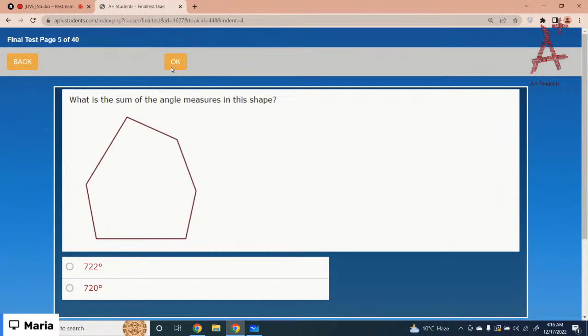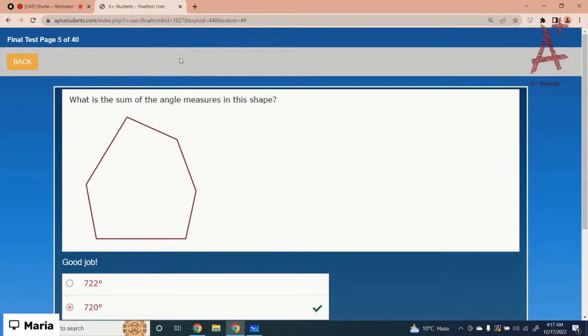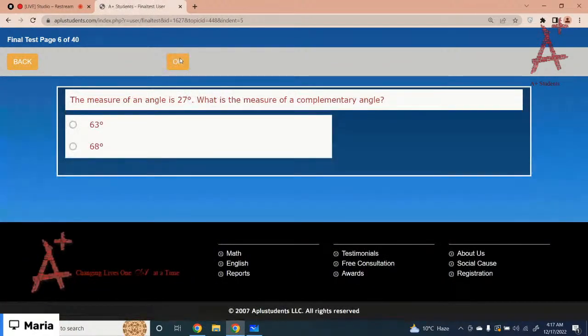So the sum of angles in the shape must equal 720 degrees, not 722. Whenever you have a six-sided shape, the sum of angles must be 720. Got it? Correct option is 720. Just select the correct option and click on the OK button.